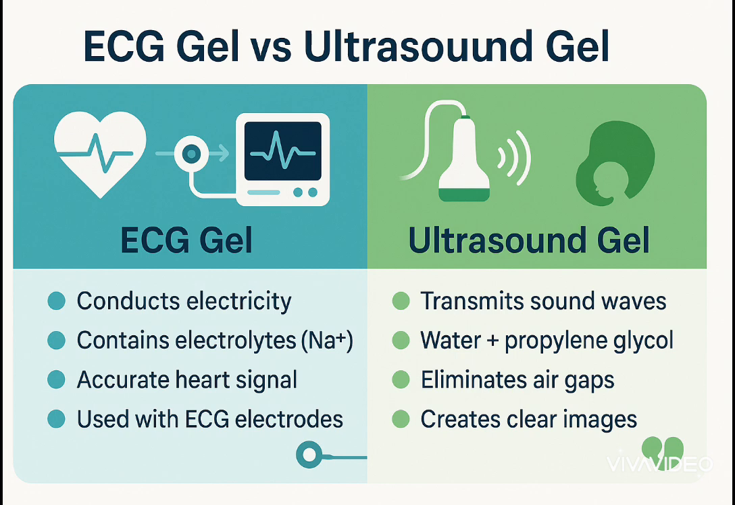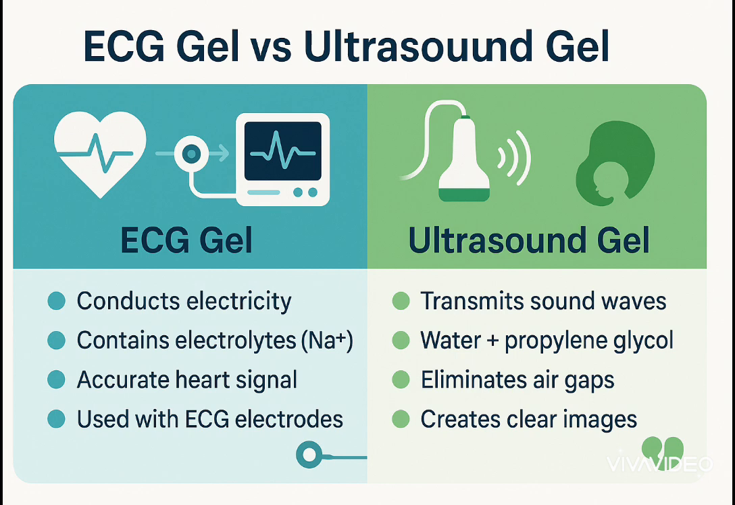To achieve this, ECG gel contains electrolytes such as sodium or potassium chloride, which are ions that carry an electrical charge. Ultrasound gel, on the other hand, is formulated to transmit sound waves.